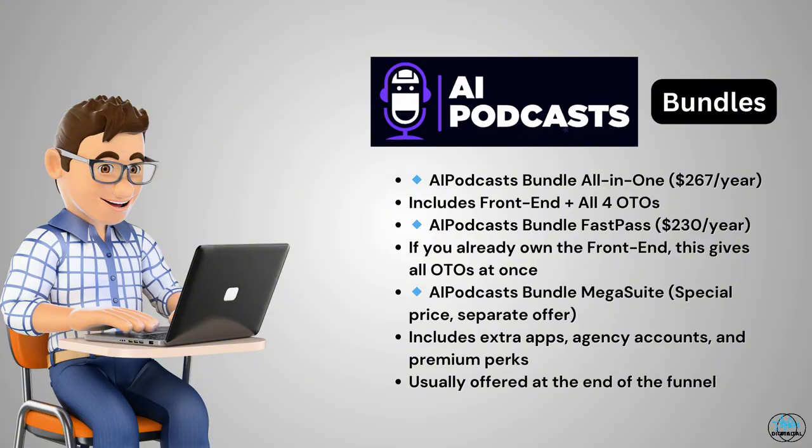And finally, there's also the AI Podcasts Bundle MegaSuite, which extends your resources with extra apps, agency accounts, and added perks. This is available as an add-on at front-end checkout page. The FastPass option appears right on the front-end checkout page as a simple checkbox upgrade.